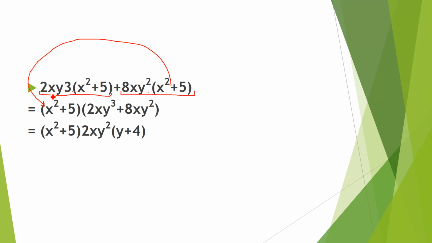What is remaining? Here 2xy cube plus 8xy square. Right, you can write down the answer here, but we can do some simplification. This one will remain the same. From this parenthesis you can take 2xy square common, remaining is y plus 4. So this is the answer.